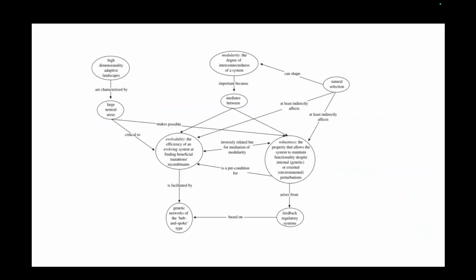Okay, so just to give an overview, these are different elements or factors that affect robustness. We have discussed some of these before, but I'll go through it again.